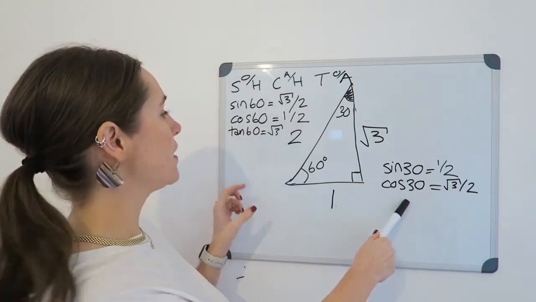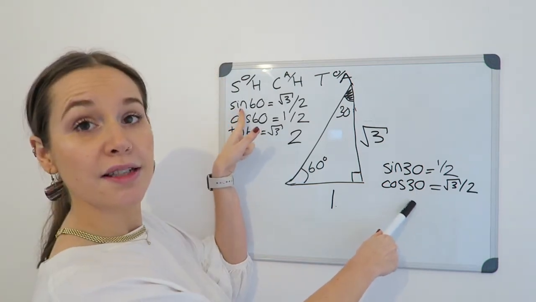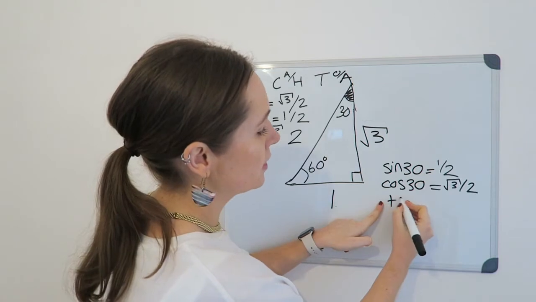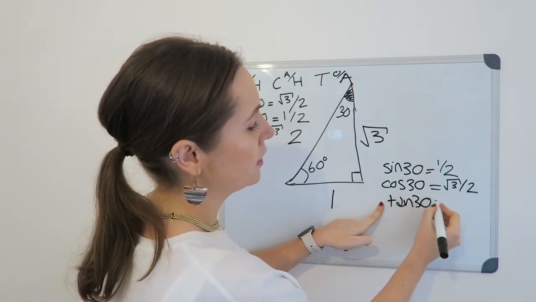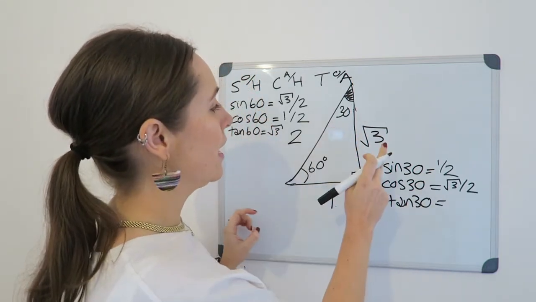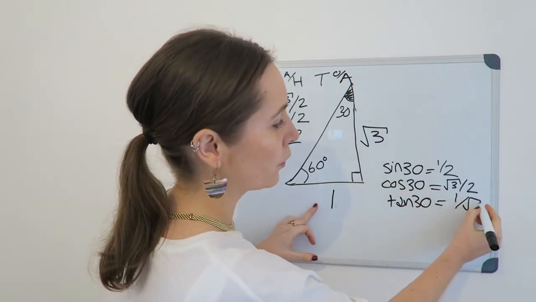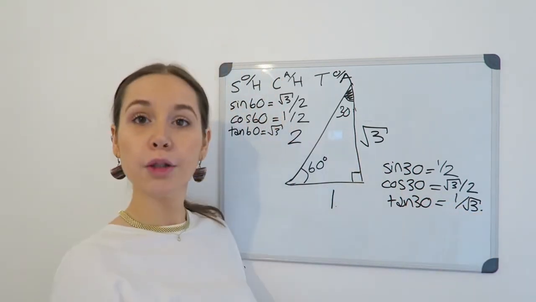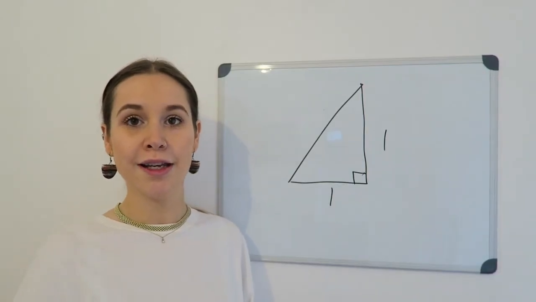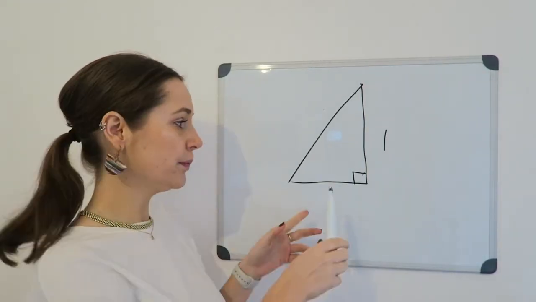Again, cos of 30 here is the same as sine 60. And tan of 30 is equal to opposite divided by adjacent, which is 1 over root 3. Cool. So the next triangle we're going to look at is an isosceles triangle.